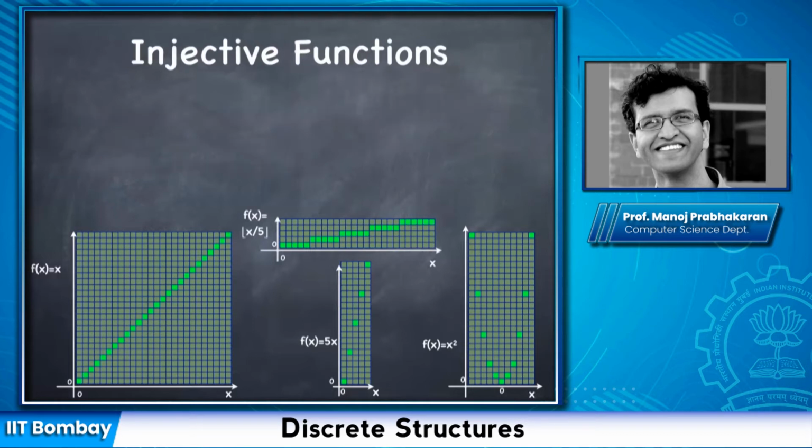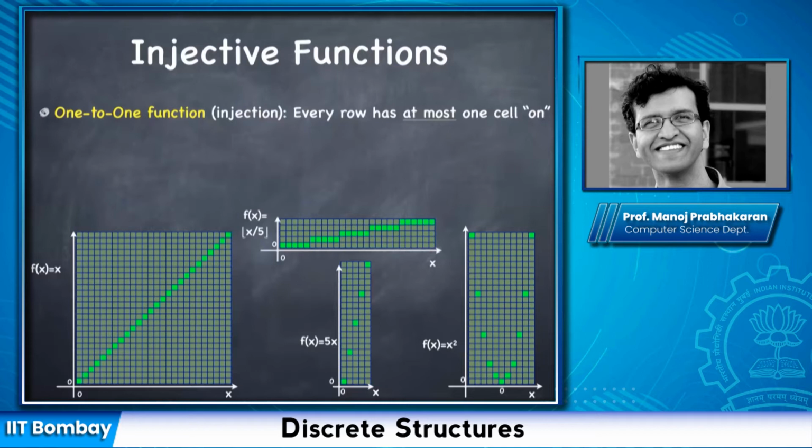Okay. The next type of functions we talked about is injective functions, or one-to-one functions. So here, every row has at most one cell switched on. In these examples here, this is clearly not a one-to-one function because there are rows which have multiple cells switched on, 5 cells switched on. So this is not a one-to-one function.